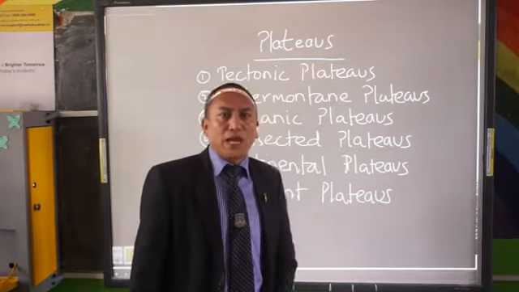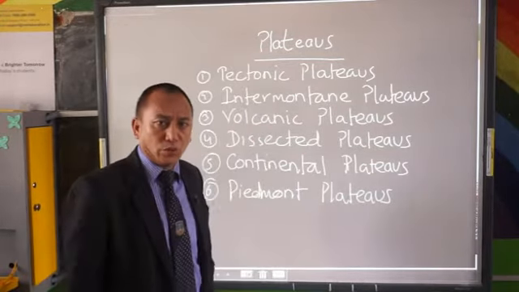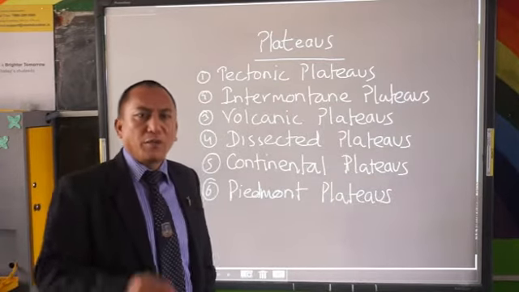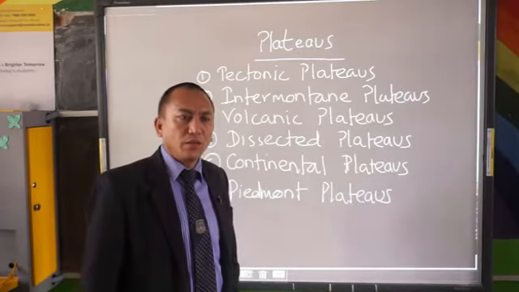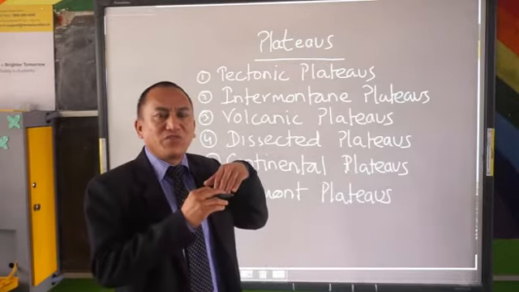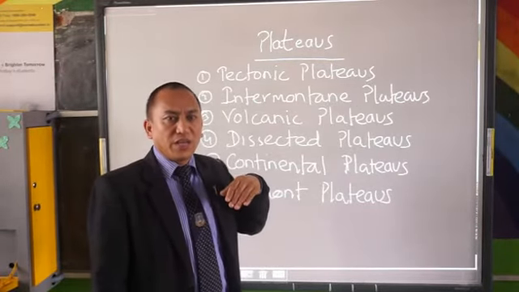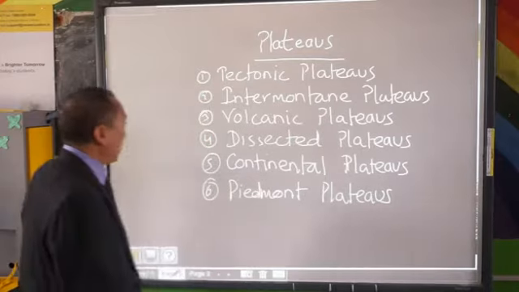That is the Piedmont Plateau. What is a Piedmont Plateau? A Piedmont Plateau is a plateau which is formed because of erosion. It is basically a plateau which is formed at the foothills of the mountain.